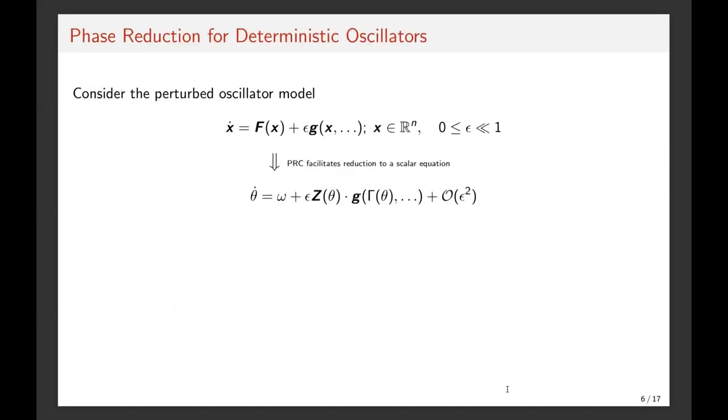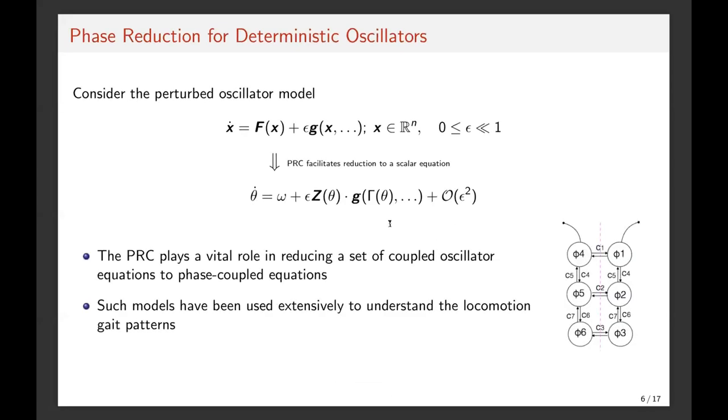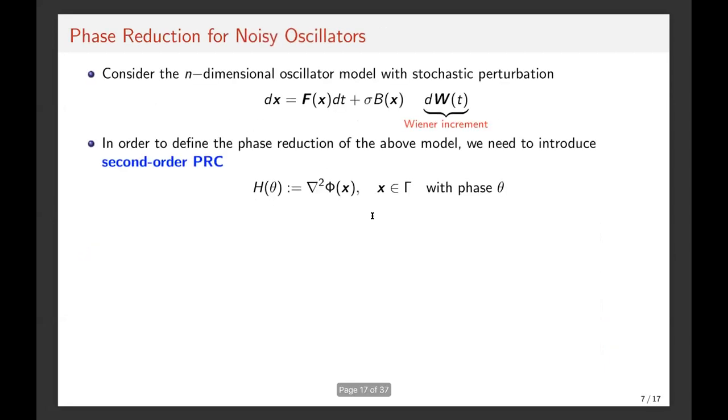We use a phase response curve to reduce a high dimensional system x dot equals f of x, which is perturbed by this term epsilon times g, and we assume that epsilon is small. So we have weak perturbation and we want to make sure that we stay on the basin of attraction of the limit cycle. And the reduced equation is omega, which is the frequency of the limit cycle, plus epsilon times the phase response curve times the perturbation. This perturbation could be any local perturbation or the perturbation which comes from the other oscillators in the system. For example, here in our coupled oscillator, each oscillator is perturbed by the neighboring legs. And this technique helped us a lot to reduce the 24 equations to only 6 equations and to understand the locomotion gait patterns.